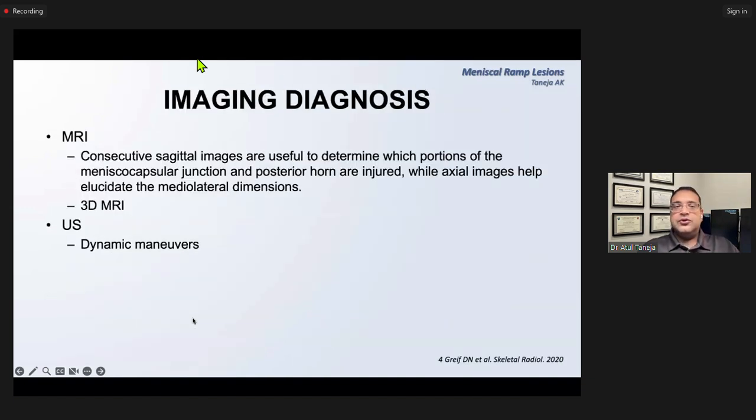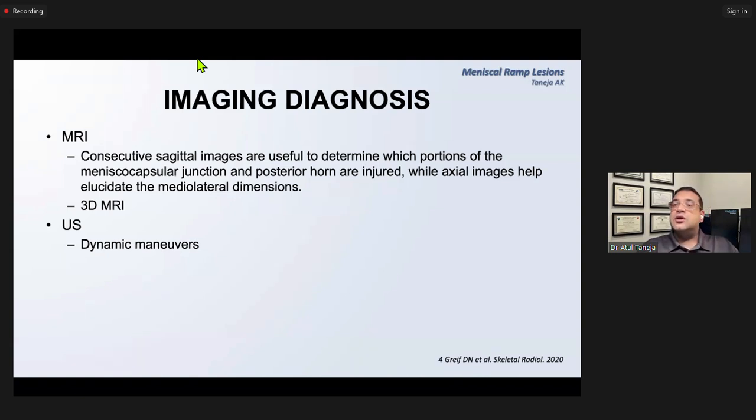And let's move to the image itself. So MRI, what should we do? We should check consecutive sagittal images, right? Check carefully the meniscocapsular junction, the posterior horn of the meniscus itself. Also, I use the axials to have an idea of the medial lateral dimensions. This is the conventional MRI.